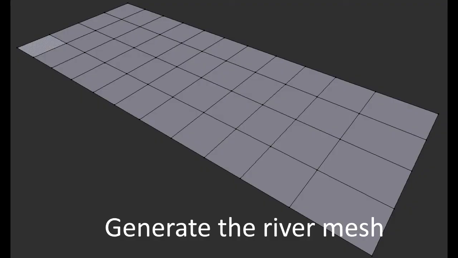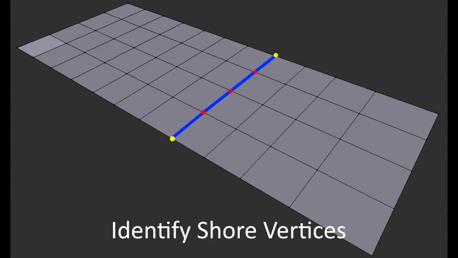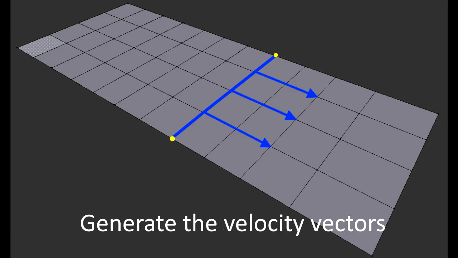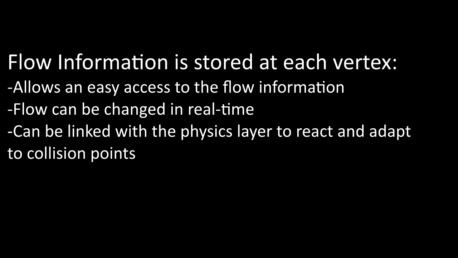The first module is a river surface generator. This module starts by generating or importing a river mesh and iterates through all the mesh vertices, flagging all the shore vertices. After identifying all the shore vertices, the algorithm generates the velocity vectors for each river section of the mesh. This allows us to have all the flow vectors stored at each vertex of the river mesh, so they can be easily accessible in real time, and this means that the flow can also be changed in real time. Another advantage is that it can be linked to the physics engine or layer being used in order to react and adapt to the collision points flagged by the physics engine.